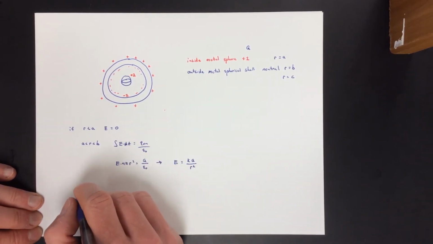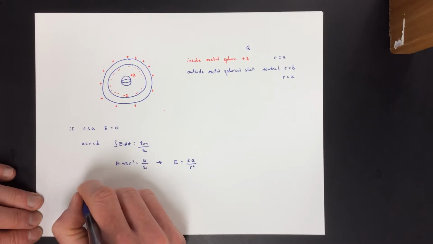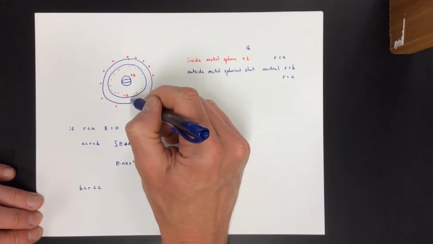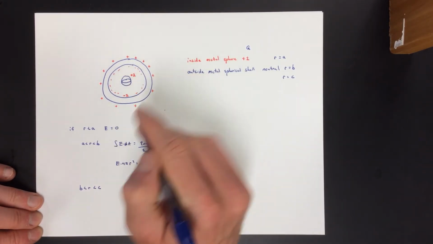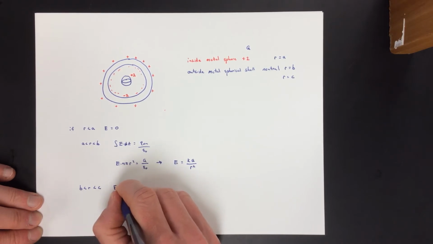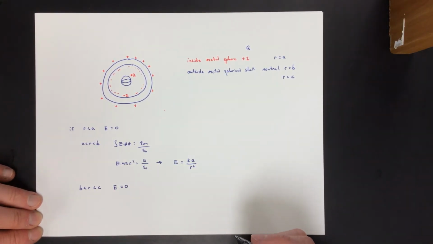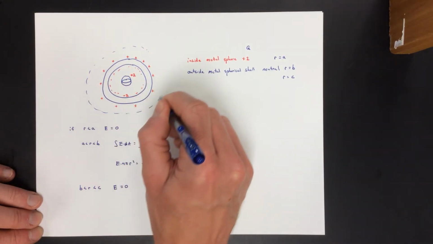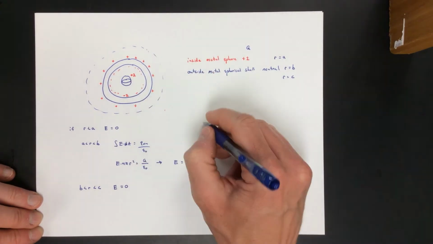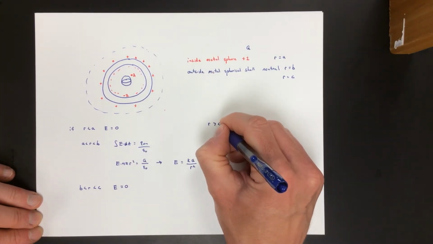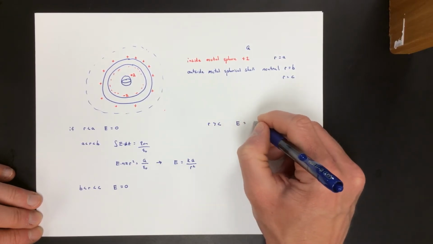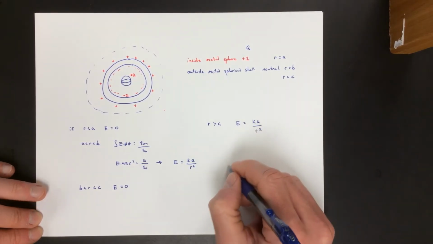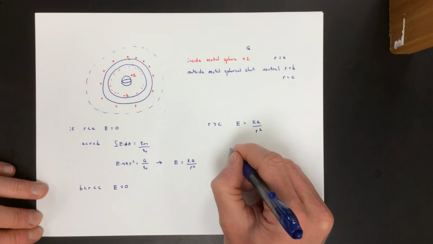Okay, now let's look at r in between B and C. So now we're inside of this guy. So what's the charge enclosed? Well, the charge enclosed is 0, so the electric field is 0. Those are easy. And then the last one, what if I'm out here? Well, again, it's just like a point charge. And so for R greater than C, the electric field is just kQ over R squared.